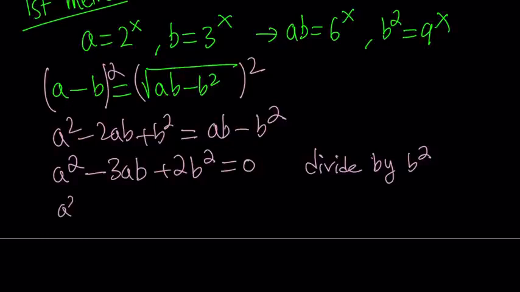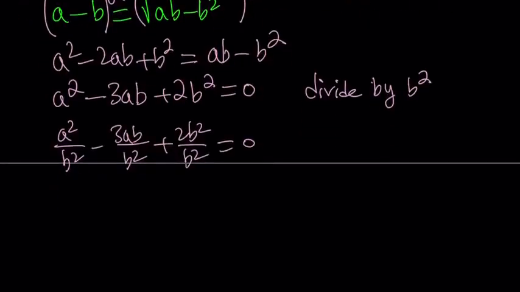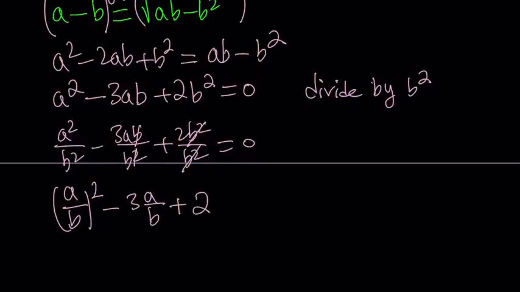So let's go ahead and do it. You'll see why we're doing it. It's very meaningful. And of course, it's still 0. Now notice that from here, we're getting a over b quantity squared. Here, b squared and b cancels out, and that gives us 3a over b. And then the b squared cancels out, since it's not 0, we get 2.